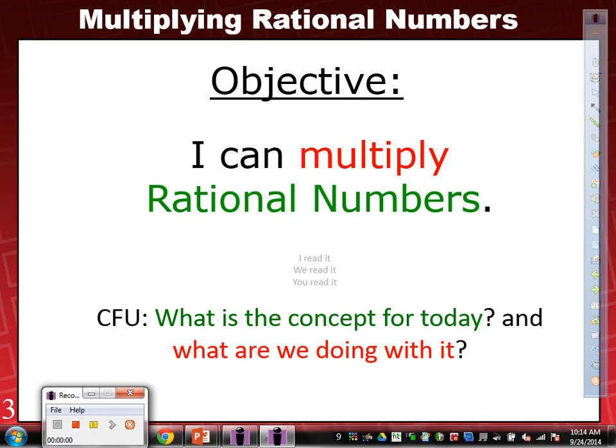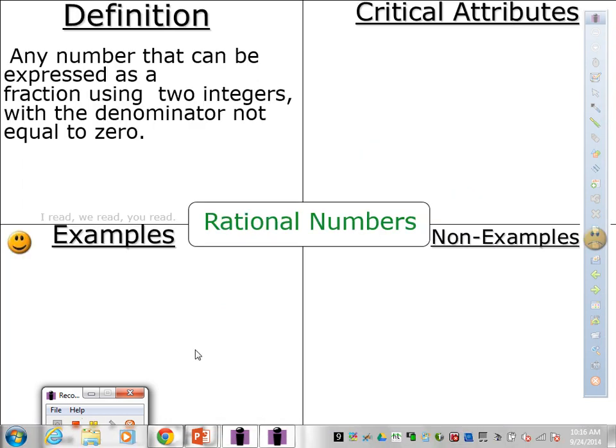See if you can fill in the definition again today by yourself. You already did it yesterday. We did it some time before, so hopefully you know the definition by now. And give me some examples and non-examples. Go. Okay, definition, rational numbers: any number that can be expressed as a fraction using two integers with the denominator not equal to 0.